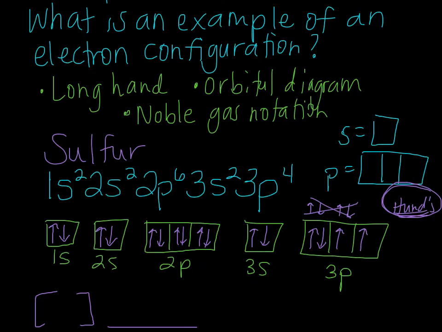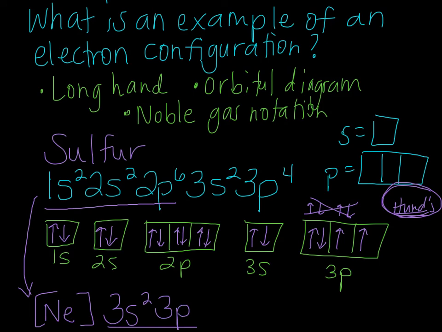So to finish this problem off, we're doing noble gas notation. The noble gas that comes in the row before sulfur is neon. So instead of writing out the 1s2, 2s2, 2p6, instead of writing all that out, you just put neon in a bracket. This is the electron configuration for neon. So the only thing that you have to write after neon is whatever gets filled up after it. That would be the 3s2, and then the very last one was 3p4.